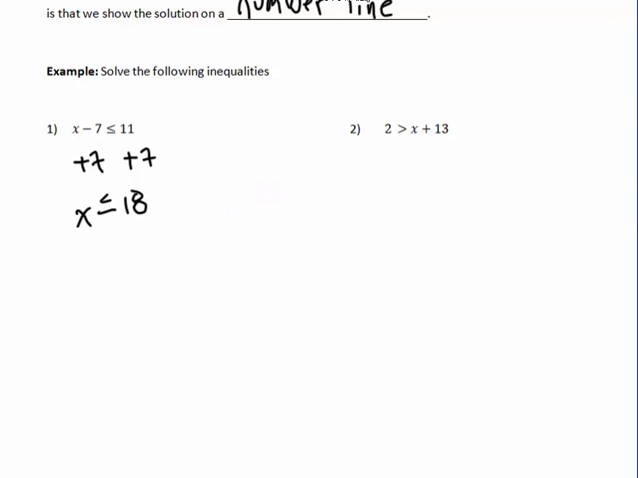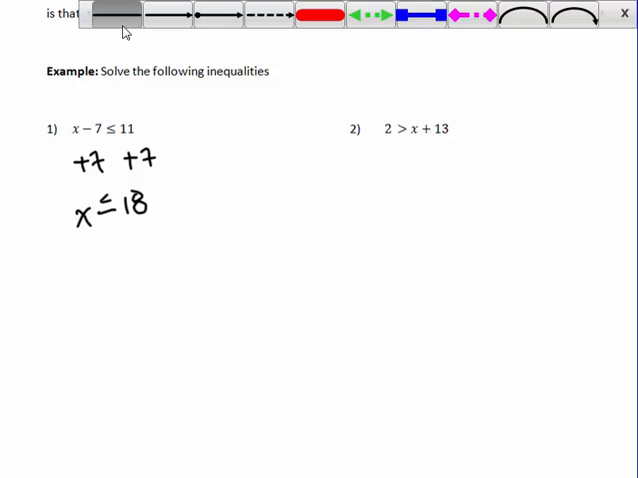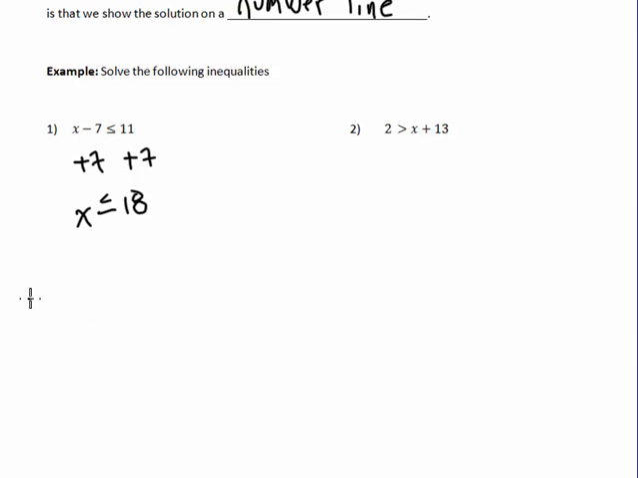Okay, so since I found a solution, now I need to show my solution on a number line. So let's get a number line out here. Draw my arrows. 18. Well, let's go ahead and get 18 on there. Here's 18. And again, whenever you do a number line for me, I just want three values. Doesn't necessarily matter what they are. I just want to know that you know that there's a 0 involved, and everything to the left of that's negative, and everything to the right of it's positive.